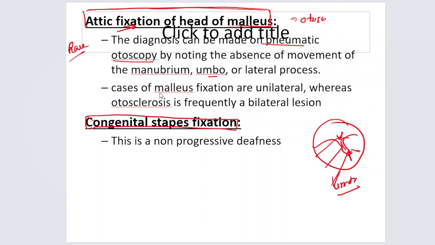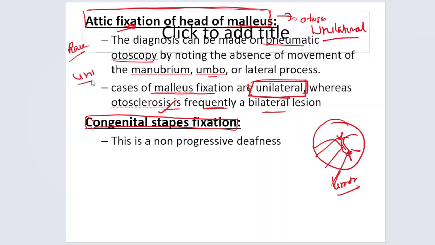One important feature of malleus fixation is that these cases are strictly unilateral, whereas otosclerosis is frequently a bilateral condition. Otosclerosis is bilateral. Ossicular fixation of the handle of the malleus is unilateral. This is how you can remember it.